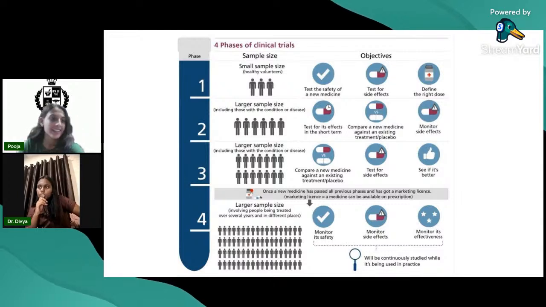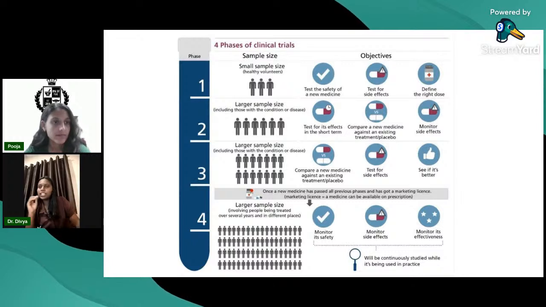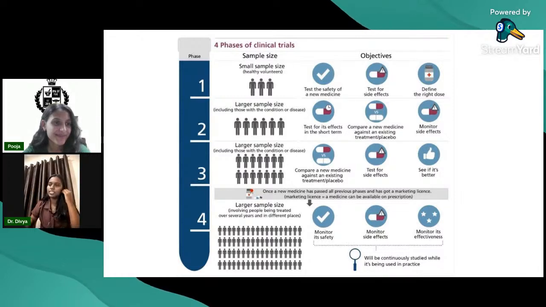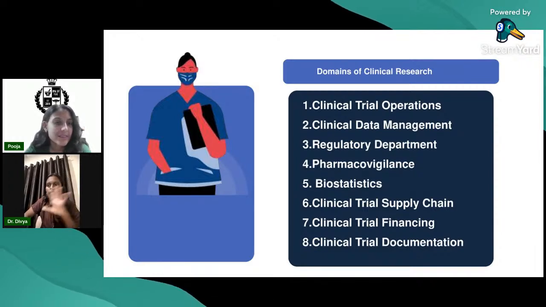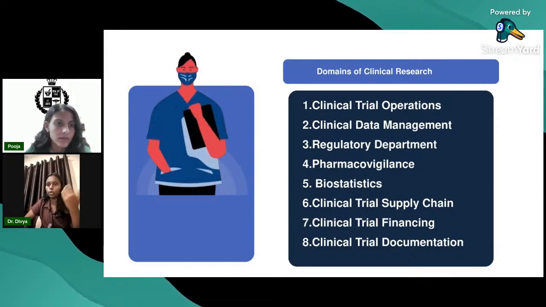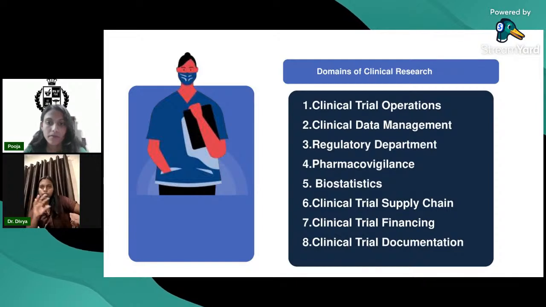In the first slide, I said whatever type of skill you have, there is a place for you in clinical research. I will prove to you why I was saying that. Next slide, please. So these are the broad 8 domains which are there in clinical research. But once you enter the field, you might find new domains also, but these are the broad ones. So I will explain each domain and what it actually involves.